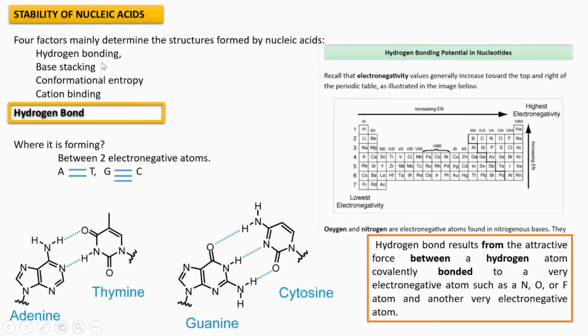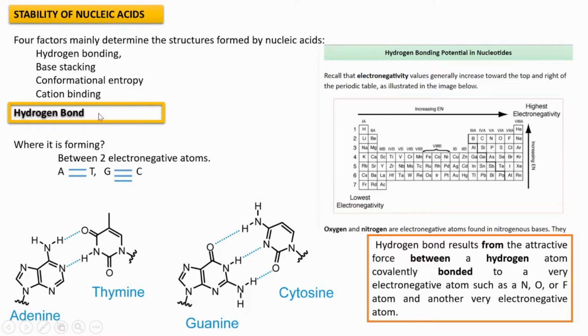Which are those factors? Hydrogen bonding, base stacking, conformational entropy, and cation binding. These are the four main factors that give stability to the nucleic acids. We are going to see each of these factors one by one. First is hydrogen bond. Regarding this hydrogen bond, we have learned so much in the previous classes.